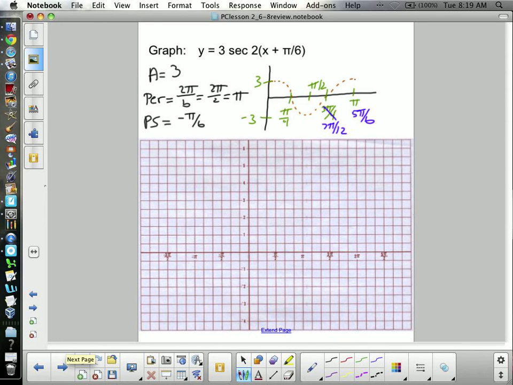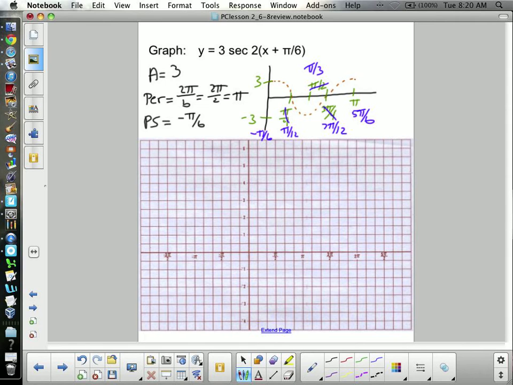Pi over 2 is 6 pi over 12. 6 pi over 12 minus pi over 6 is 6 pi minus 2 pi, which is 4 pi over 12, or pi over 3. Pi over 4 is 3 pi over 12 minus 2 pi over 12 is 1 pi over 12. And 0 minus pi over 6 is negative pi over 6. So we got some tricky subtraction going on there. We have to be comfortable subtracting with fractions. That's just something we got to do.